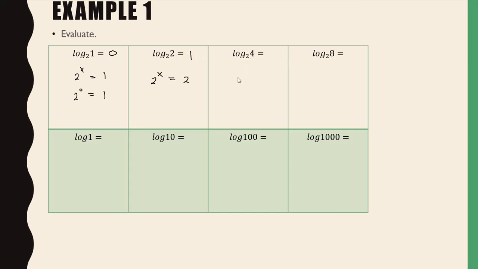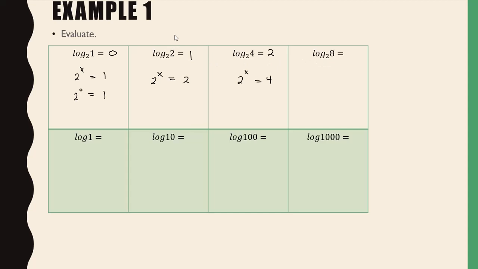Let's do another one. Again, base 2. And we have a missing exponent. It's equal to 4. So 2 to the power of what is 4? Well, 2 to the power of 2. So therefore, log base 2 of 4 is equal to 2.